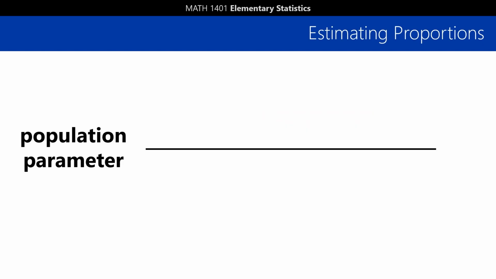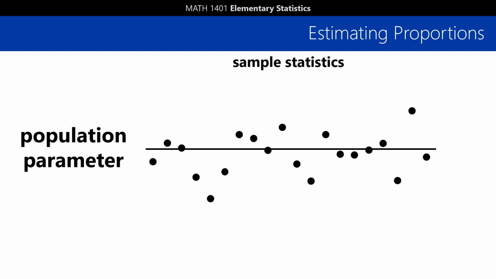Let me explain. The thing we're looking for is our population parameter. In this case, the true proportion of voters who would say they support the program if we were to ask them. We may not know what that proportion is, but it exists. So instead, we take samples and collect statistics. In this case, the proportion of our sample who said they support the program.